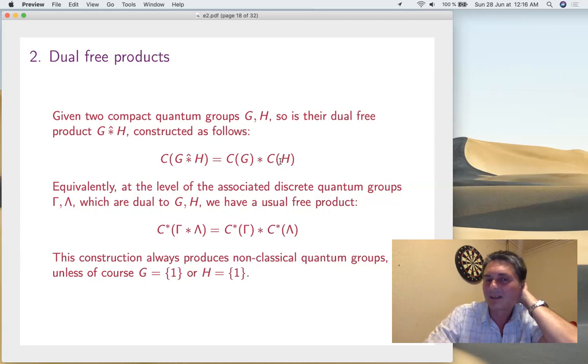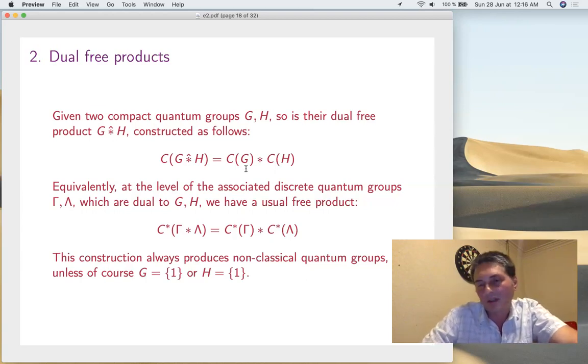Once again, taking these algebras, which are commutative in the classical case, I'm assuming that we're classical, we get something non-commutative, so that's definitely not the free product. It's a so-called dual free product quantum group. So these were just some remarks.